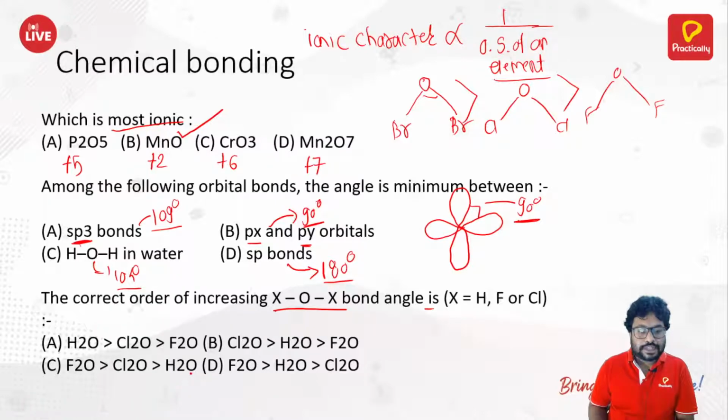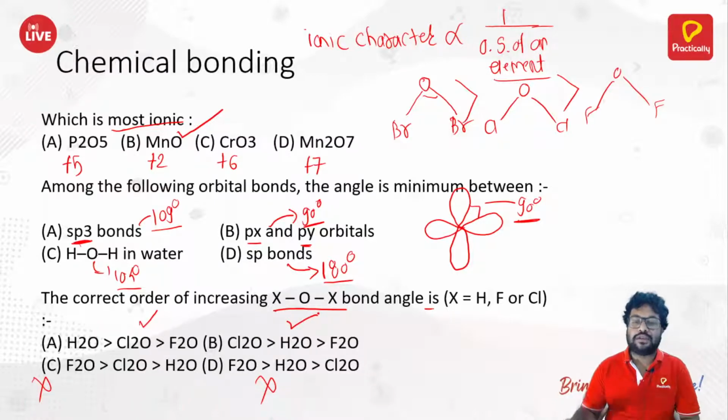Now how many options are having it? This option is having opposite of that. That means this has to be wrong. This option is also having opposite of that. This has to be wrong. Now what are we left with? H2O, Cl2O, F2O. Either this is correct or this is correct. Now for that we also need to find out the bond angle of H2O.